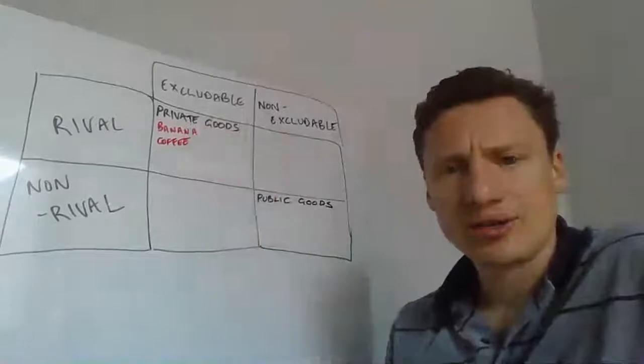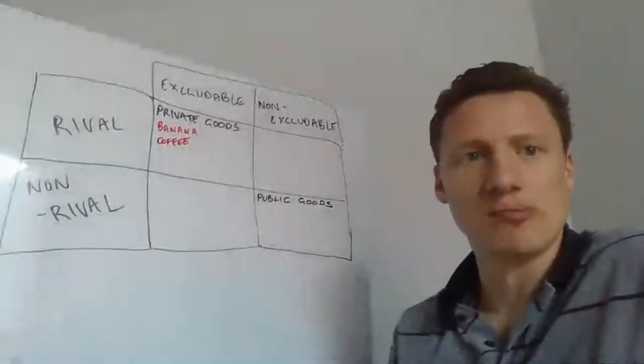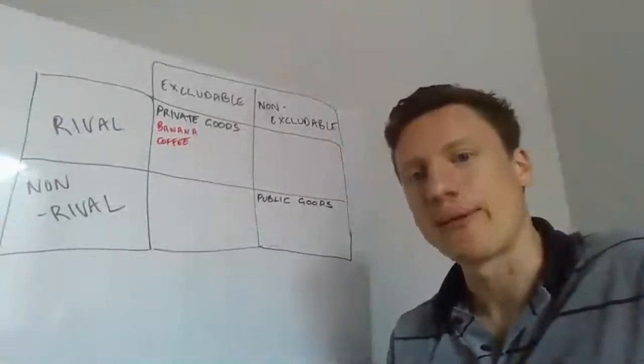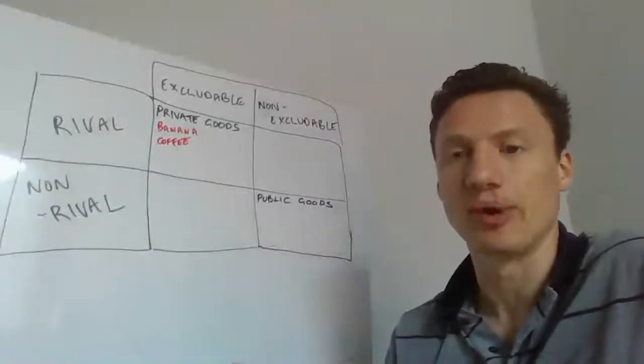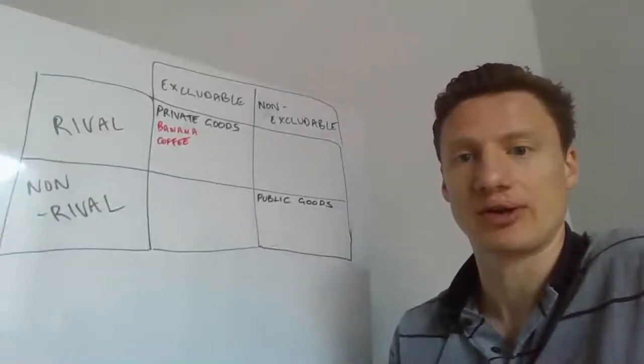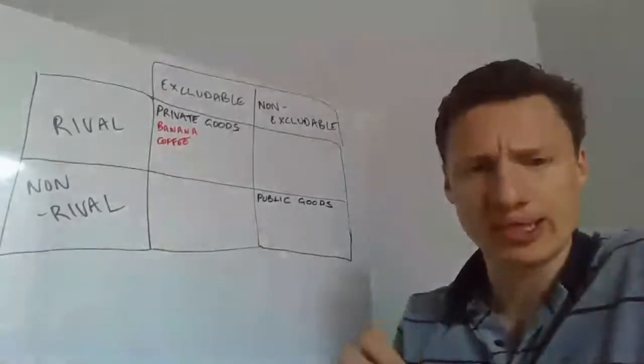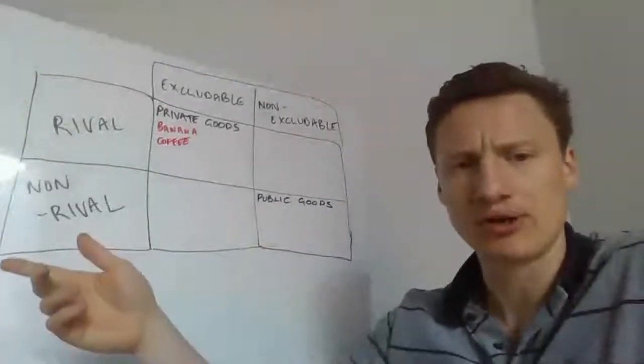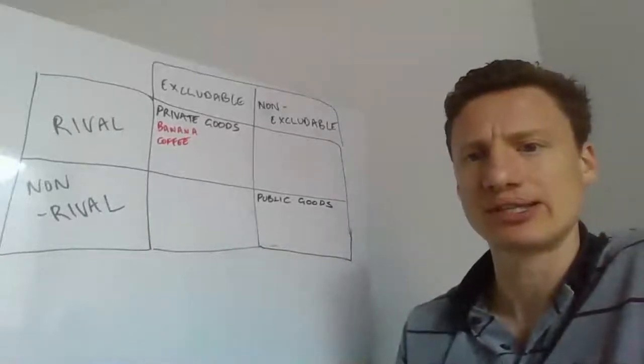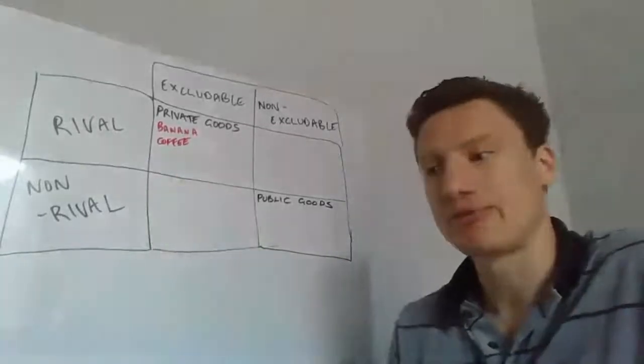So I can't just help myself to bananas from the supermarket. That would be stealing. I need to buy myself a banana. That's the only way I can have access to the banana, that I have to pay for it. And then in terms of rivalry, if I'm eating a banana, well, that's one less banana for you. We can't eat it at the same time. It's definitely rival.